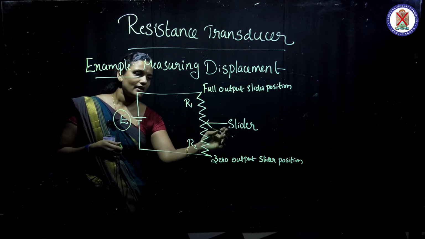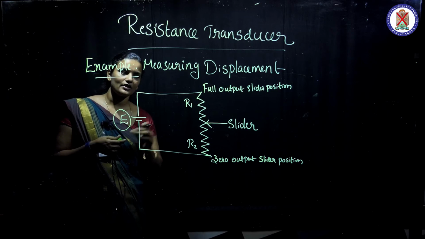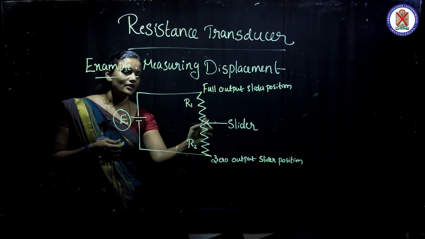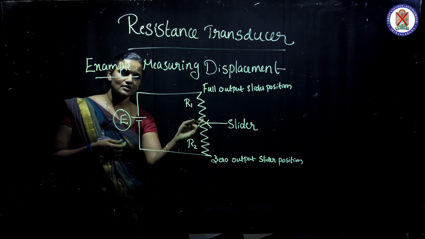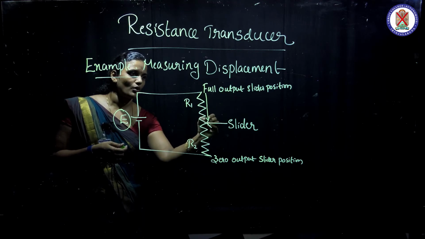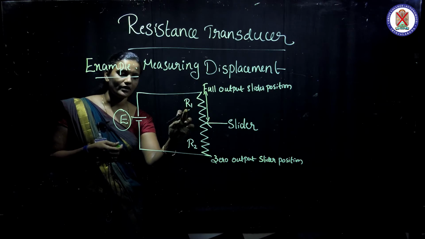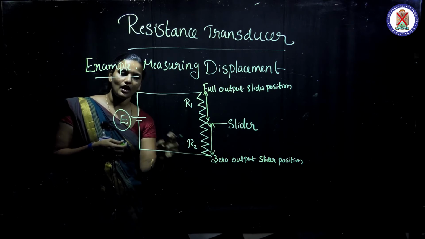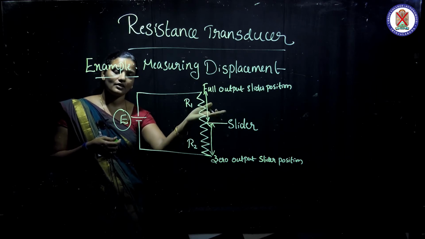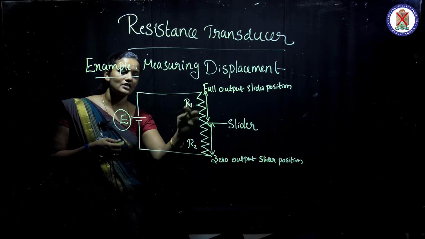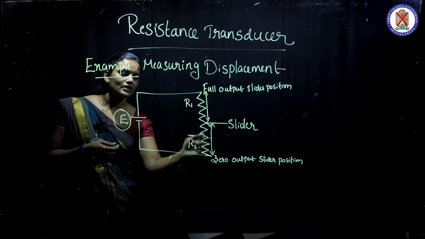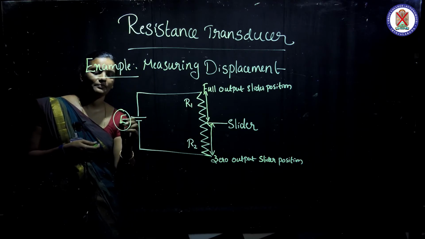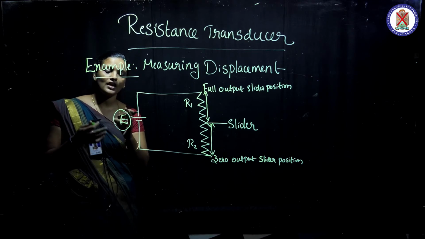Here, when the slider is moving to the full output position, its resistance value changes. Initially the resistive element has a uniform resistance value. Now the slider is placed in the center of this resistive element, so the resistance between the first terminal and this slider is R1, and the resistance from this position to the zero output position is R2. Whenever I change the slider, its resistance value also changes. If the slider is moving downward, this resistance value R2 changes. This change in resistance can be measured by using a meter. It can be converted into a voltage and that can be measured.